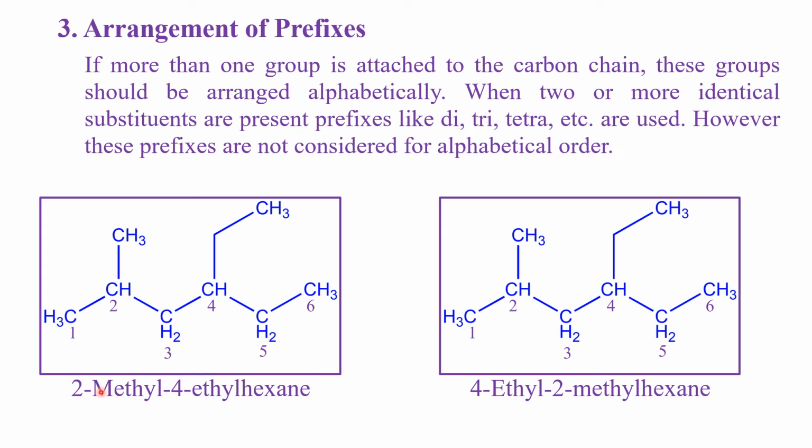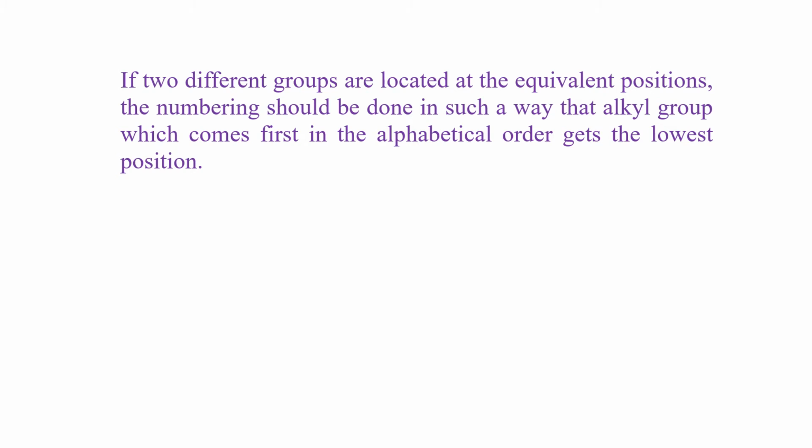In the first workout, the substituents were written as per their substituent position, whereas in the second workout, the substituents were written alphabetically. And so the first one is going to be wrong, whereas the second is going to be the correct one. If two different groups are located at equivalent positions, then we have to choose the type of numbering which gives the least possible number to the substituent which comes first alphabetically. Let me show it here.